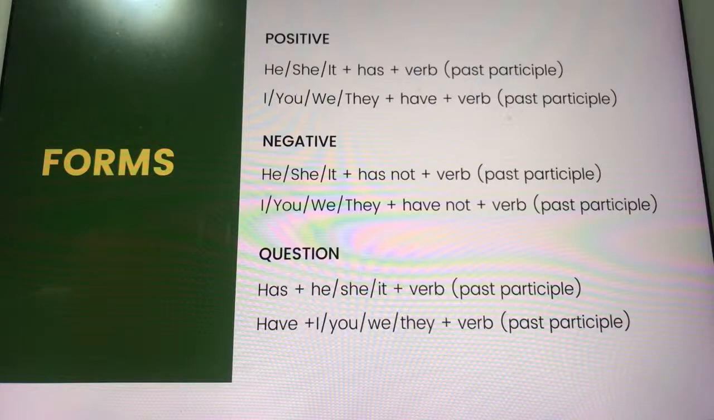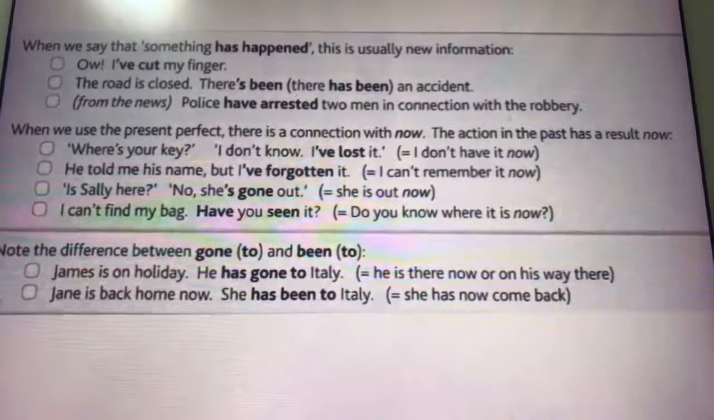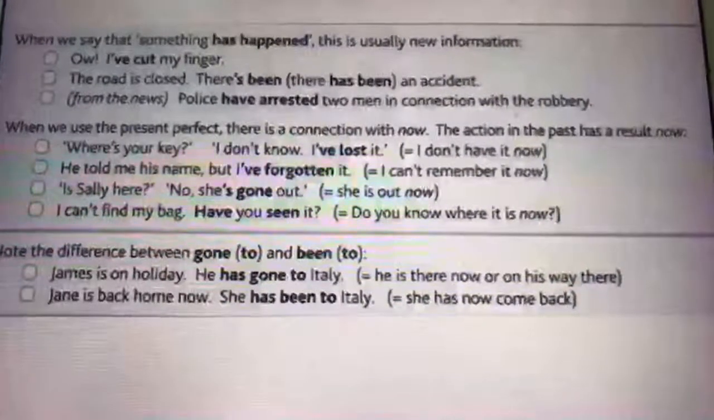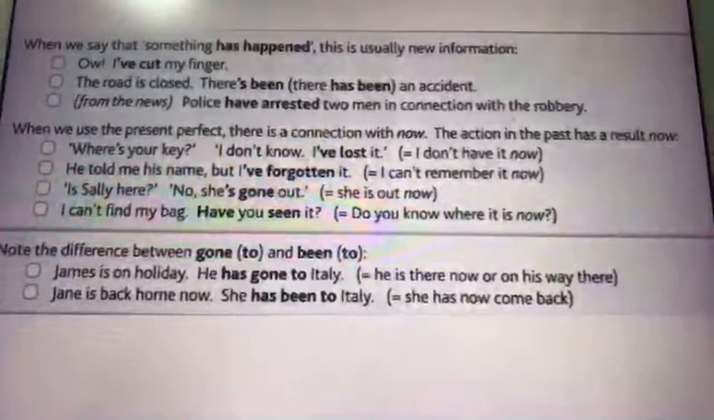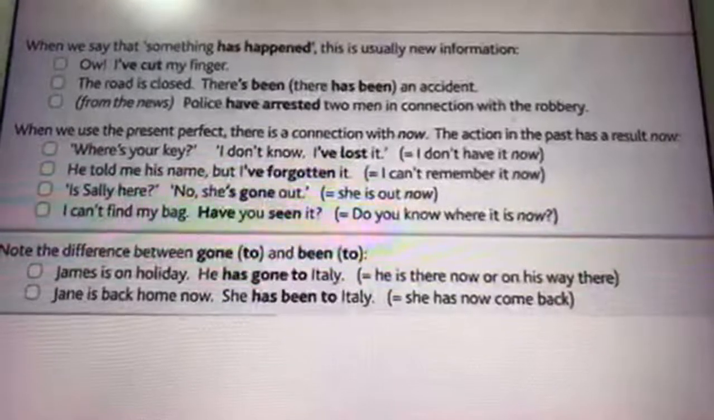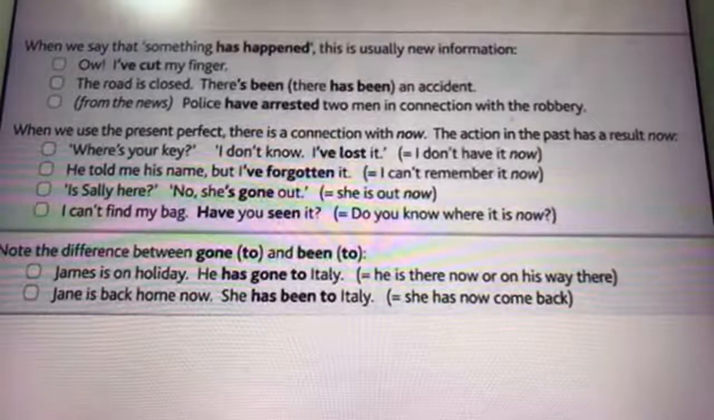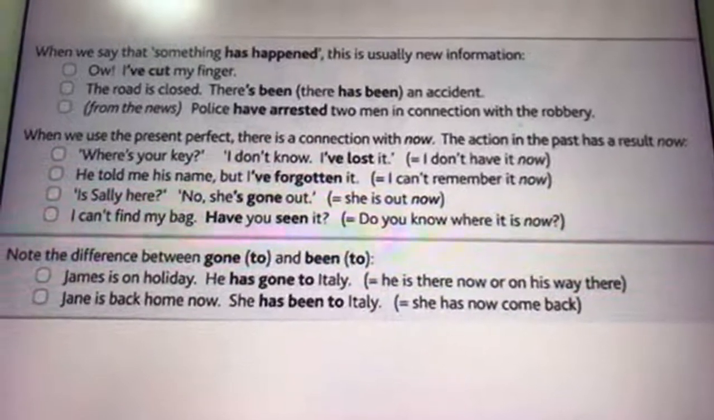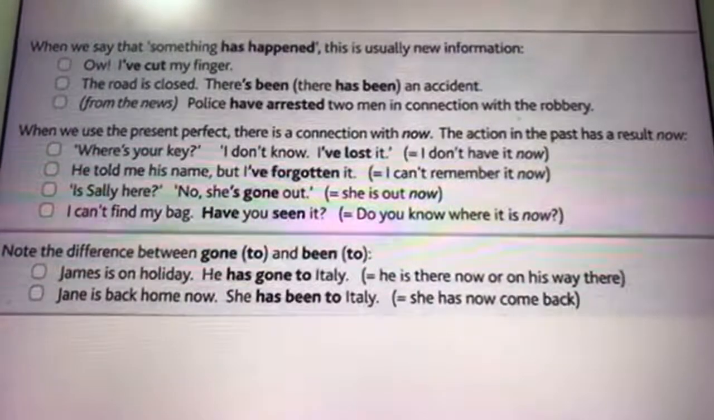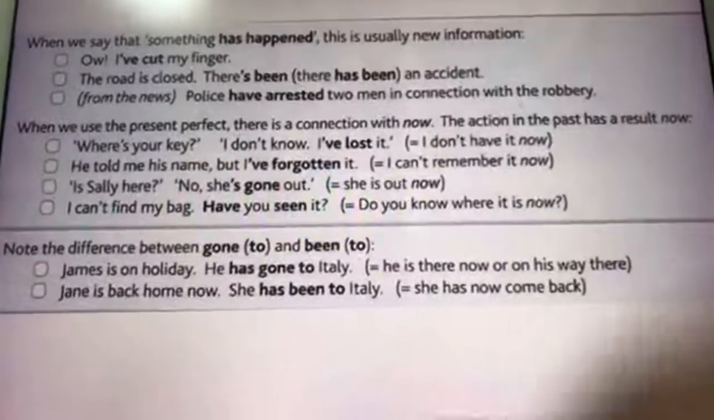Okay, so let's move on. Okay? Another important thing, okay? When we say that something has happened, it means, so this is usually new information. Something that has happened, saikin. Okay? New information. So just read the examples there later, okay? Okay, Mizuki?